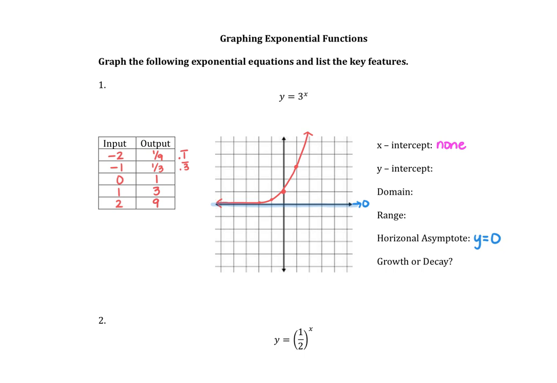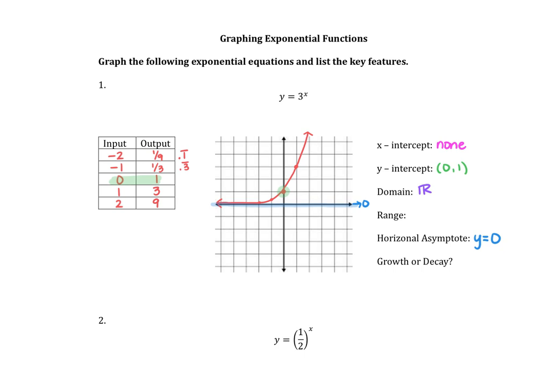For my y-intercept, that is going to be, again, where it crosses that y-axis. So I can see that on the graph, or I could even see it on my table, because remember, it is when x is 0. So that is an ordered pair at 0, 1. For domain, my graph is going to continue moving left and right, so that means my domain must be all real numbers. It doesn't stop.